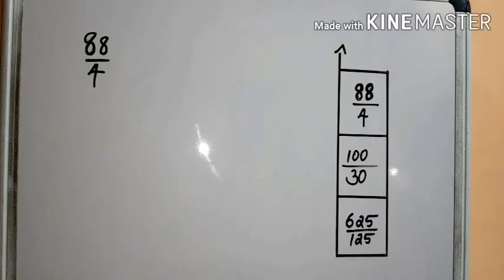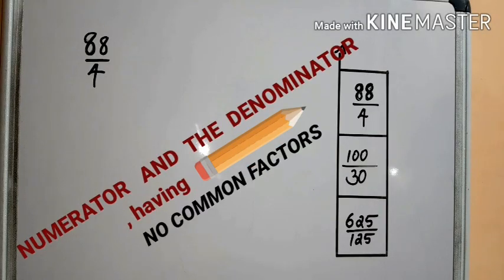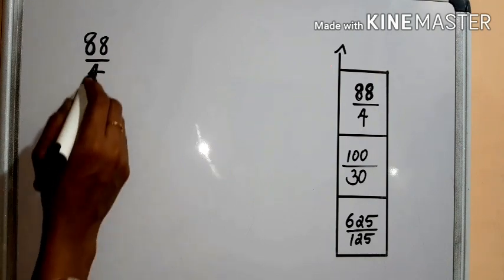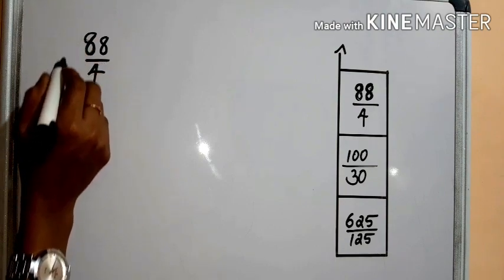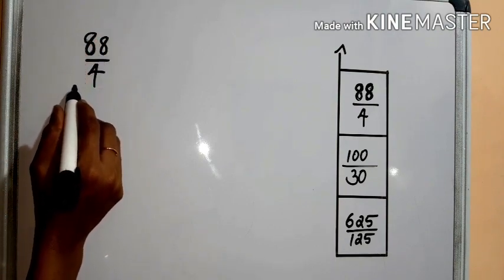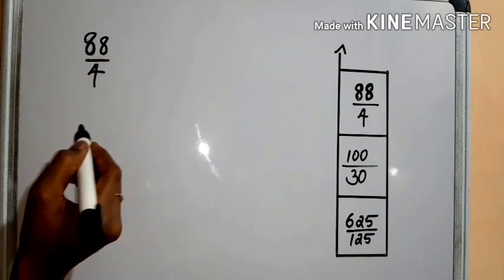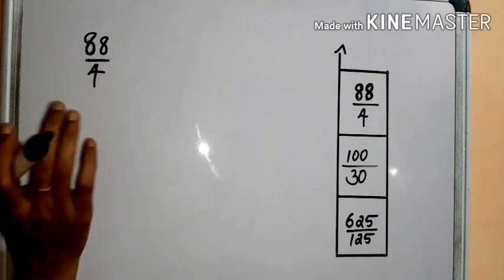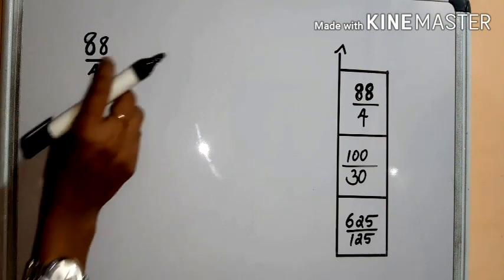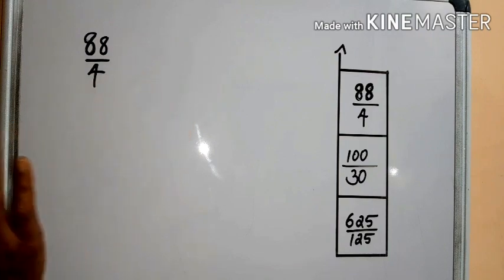A fraction in lowest or simplest or reduced form means that the numerator and the denominator have no common factors or common divisors other than 1. Here we have 88 by 4. To find its reduced form, we have to prime factorize 88 and 4. Then cancel common factors from the numerator and the denominator.